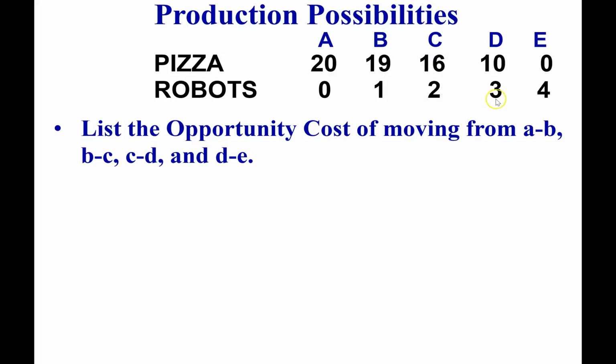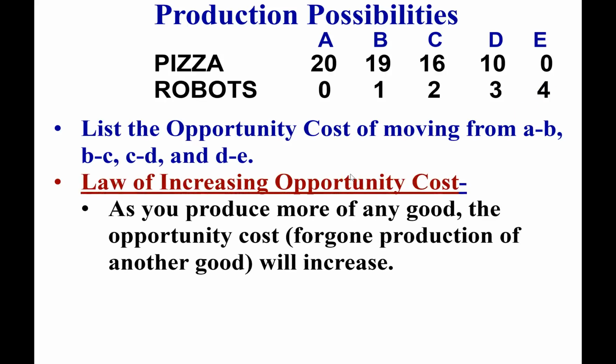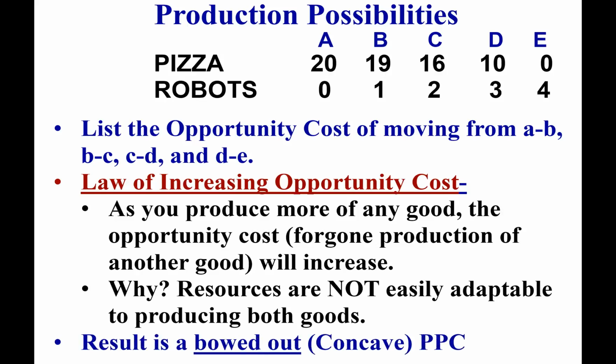If I produce a third robot, I'm going to give up 4 pizzas, and it's going to continue on until I'm using all of my resources to produce robots, very different from pizzas. So we call this increasing opportunity cost, and it's because you have very different resources that go into it. And the result here is going to be a bowed out curve, also called concave. Concave meaning the concave portion is facing the origin.